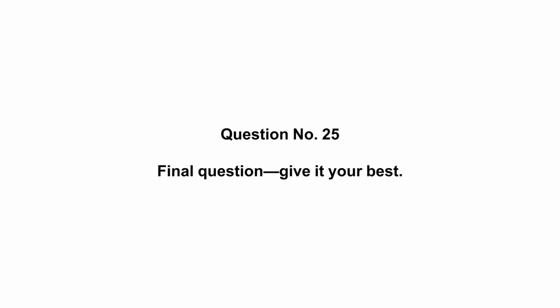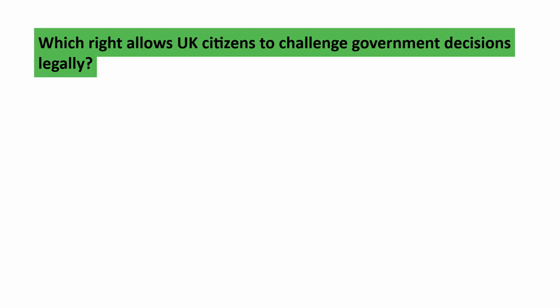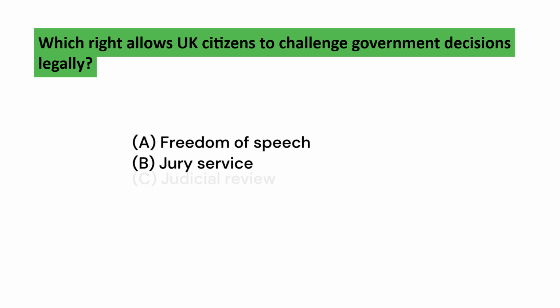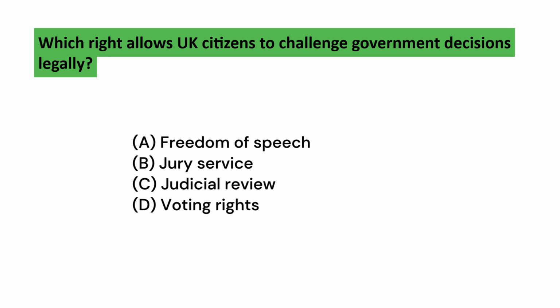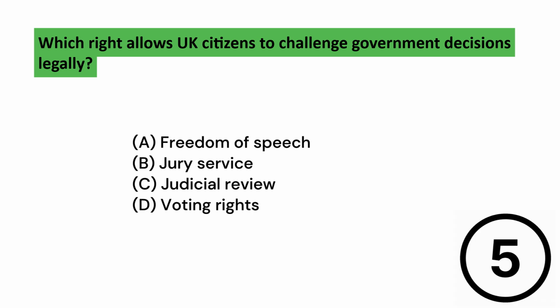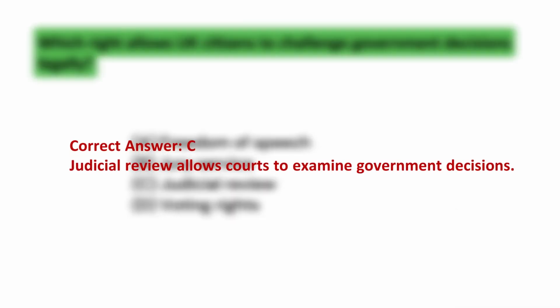Question number 25. Final question, give it your best. Which right allows UK citizens to challenge government decisions legally? Options: A. Freedom of speech. B. Jury service. C. Judicial review. D. Voting rights. Correct answer: C. Judicial review allows courts to examine government decisions.